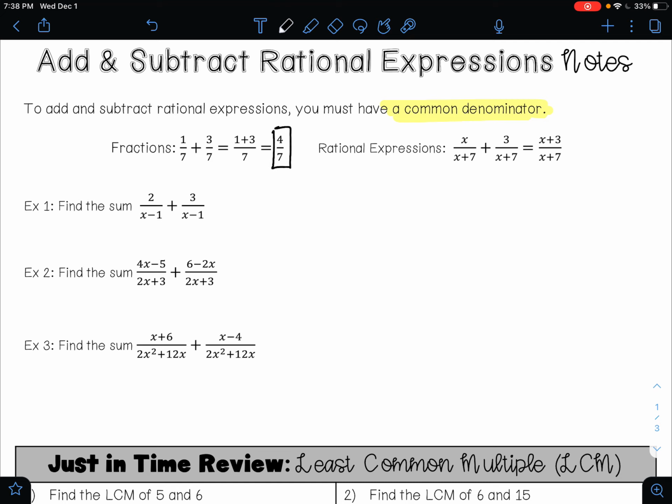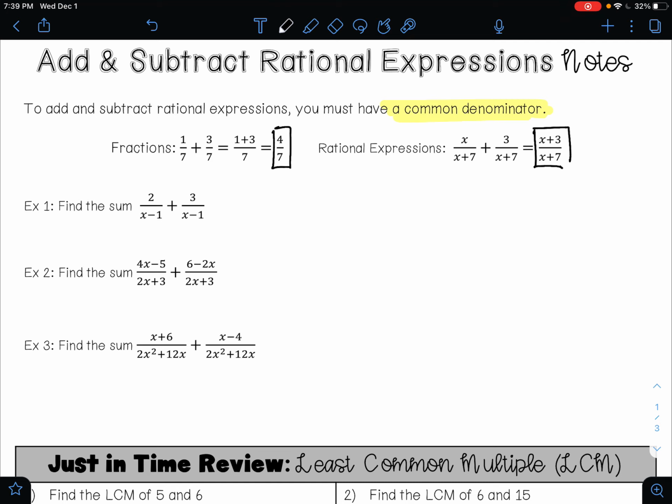So here our answer would be 4/7. The same is true with rational expressions. Here you can see I have a common denominator of x plus 7. So that's going to be the denominator of my quotient. And then I can add my numerators. X and 3 are not like terms, so you just leave it as x plus 3. So your answer would be x plus 3 over x plus 7.